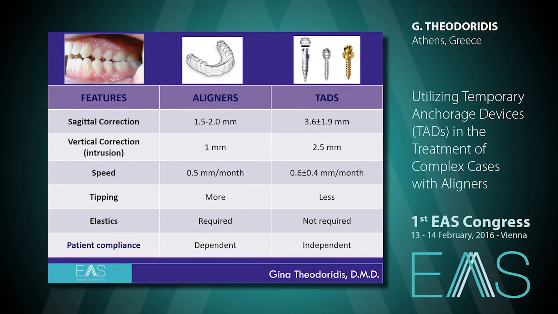We know that TADs have several advantages regarding the correction of a class II relationship. First of all, they work at a larger speed. They produce a more pronounced sagittal correction with a mean of 3.6 millimeters. They can provide a vertical correction at the same time. Their speed is larger than the aligner speed, and they produce less tipping, less side effects in the anterior teeth, and of course, they do not require the cooperation of the patient.